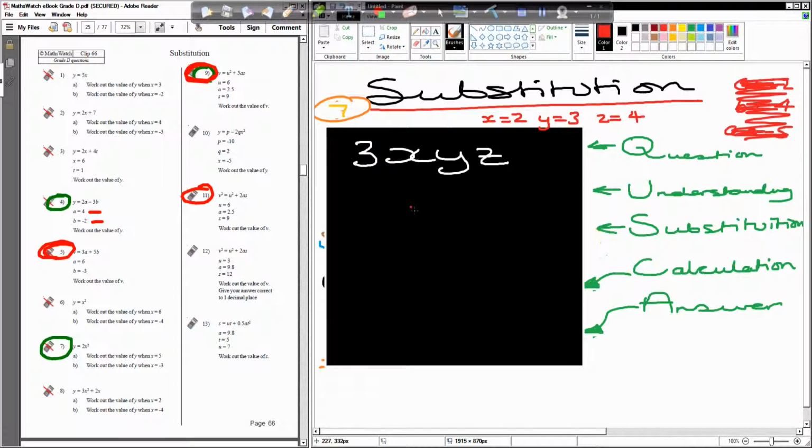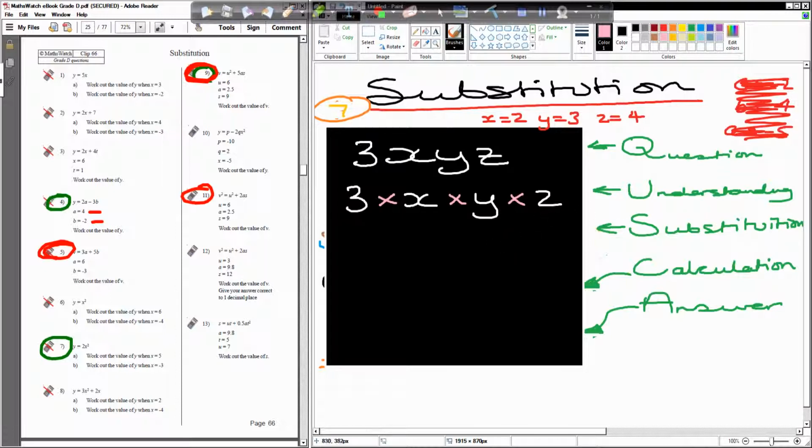Okay, now what does this question mean? This is the question. What is the understanding line? I'm going to space them out a bit because I'm going to put the times in there. It means 3 times by x, times by y, times by z. So no matter how long the string of letters in algebra is, as long as it's a product, which is all of it together, we can split it up and put the times in there.